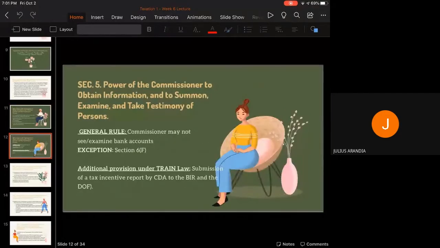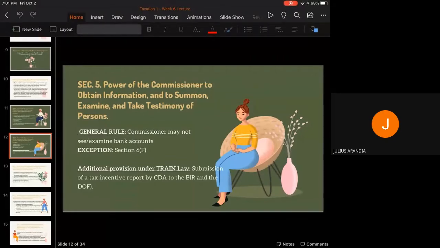So the general rule is for the Commissioner not to see or examine bank accounts. However, under Section 6(F), which we will discuss in a bit, there are certain exceptions wherein the Commissioner may look into the bank accounts or examine the bank accounts of a taxpayer.